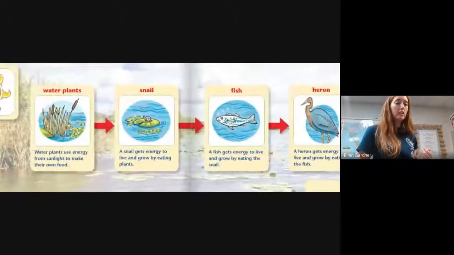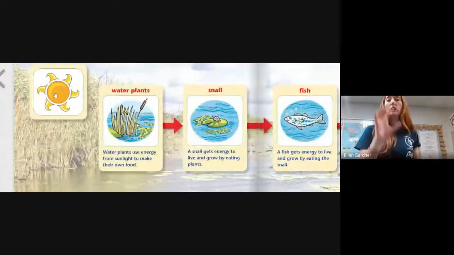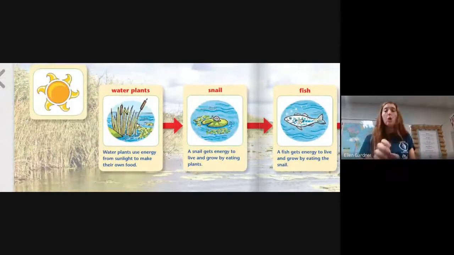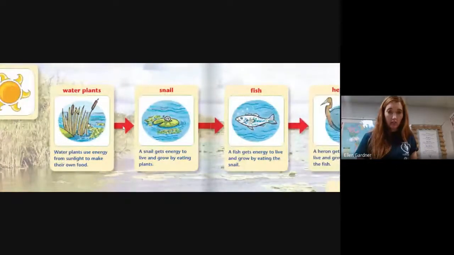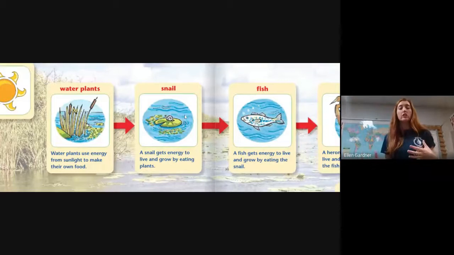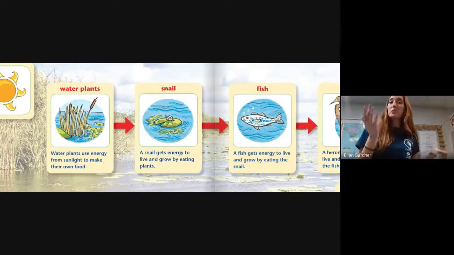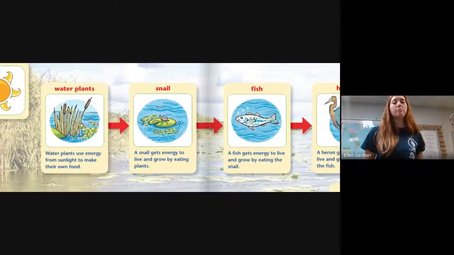All right, so there's the sun, which gives its energy to water plants, for example. Water plants use energy from sunlight to make their own food. Here's a snail that gets its energy to live and grow by eating plants. Do you remember the word for it? If it is a plant eater, an herbivore. Good job. Using one of the spelling words we've had, herb. So we think to spell herbivore.